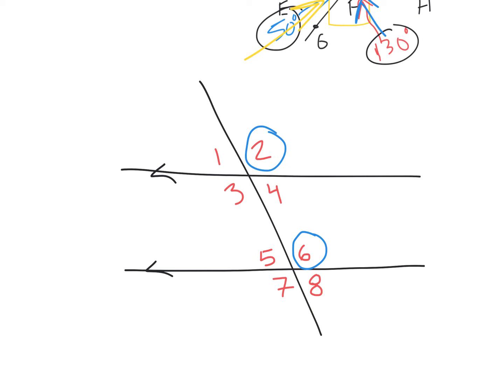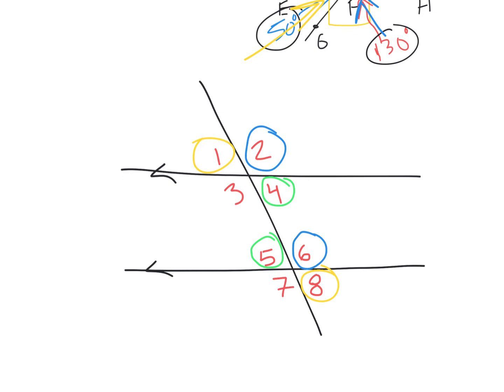I could also say, let's use green for this one, and we'll do alternate interior angles. So 4 and 5 are alternate interior angles. They're on opposite sides of the transversal, but inside of the parallel lines, and these ones are equal to each other. We could have also used 3 and 6 as alternate interior angles. Let's take a look at alternate exterior angles. I'll do this one in yellow. Alternate exterior angles would be like 1 and 8. They're on opposite sides of the transversal, but they are outside of the parallel lines, and they have the same measure.